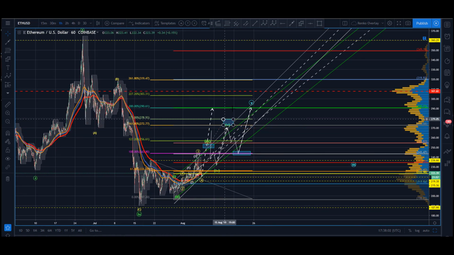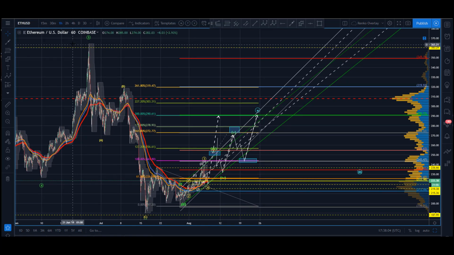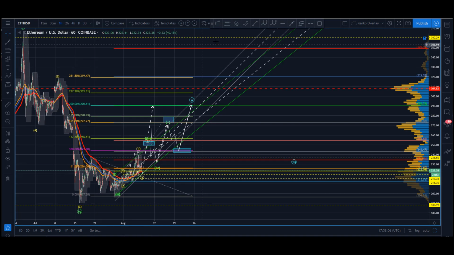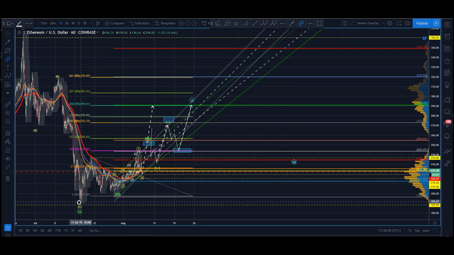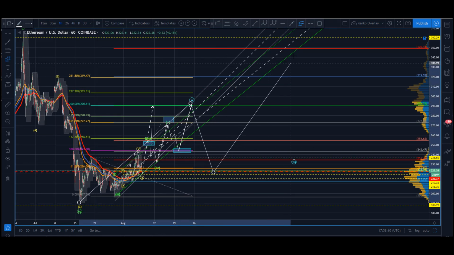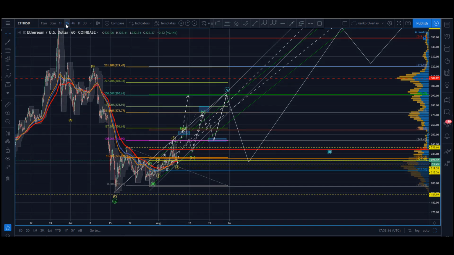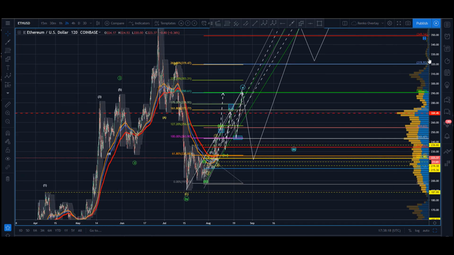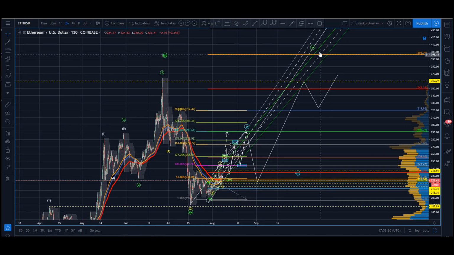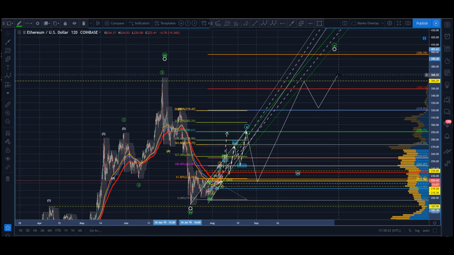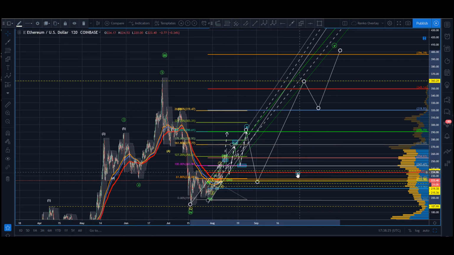So 1, 2, 3, 4 again, right? Are we going up to do the 5? Probably not. What we're likely doing here is just finishing the 1, 2, 3, 4, 5. That's what it looks like to me. So if I pull out here to a 2-hour. All right, so that would put us up here. This finishes. Now the whole thing starts to look better.